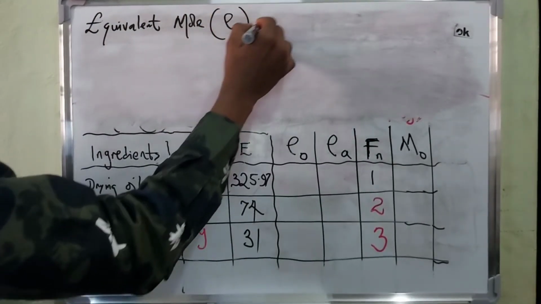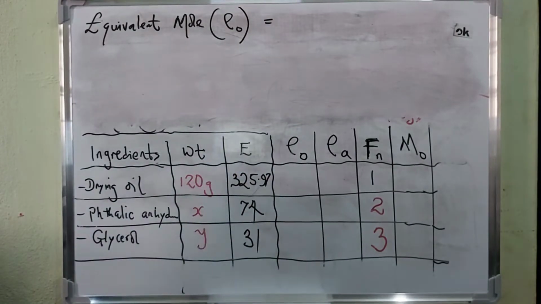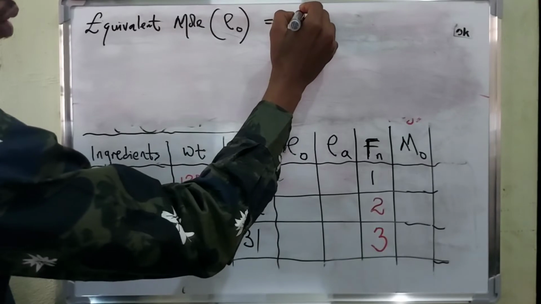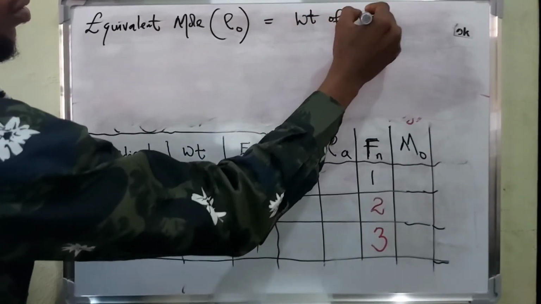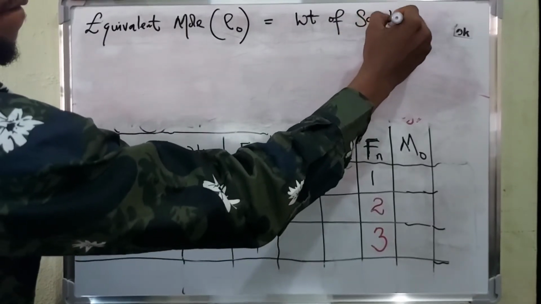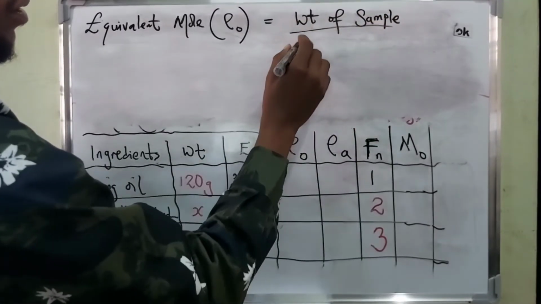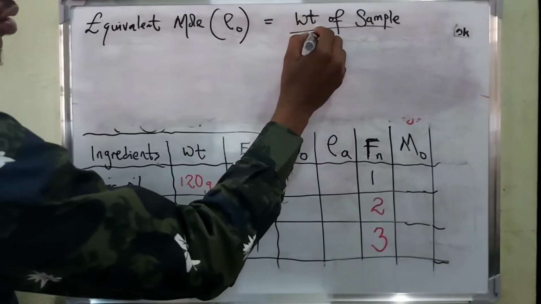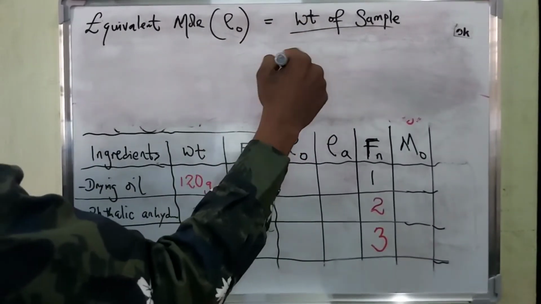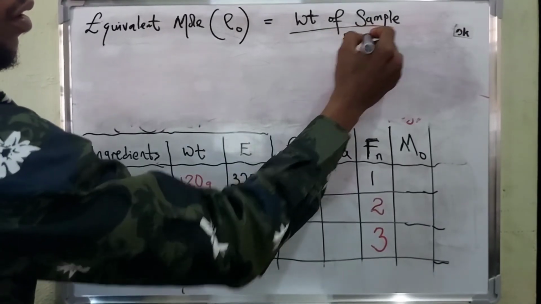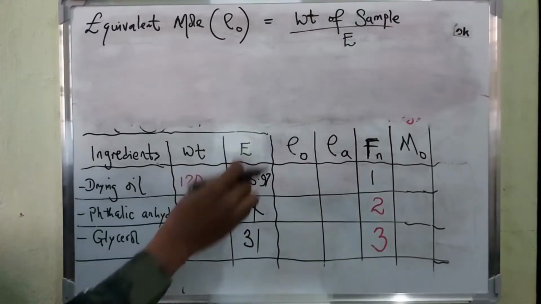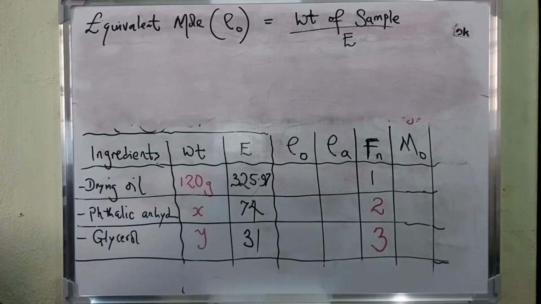Its subscript 0 is given by the formula weight of sample divided by equivalent weight. So we need to know the weight of the sample, divided by equivalent weight, right? The equivalent weight, which we found out previously, that is our E. So weight of sample divided by this value will give us our equivalent mole.